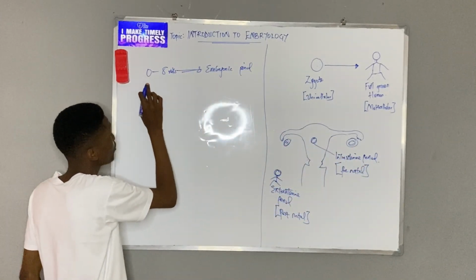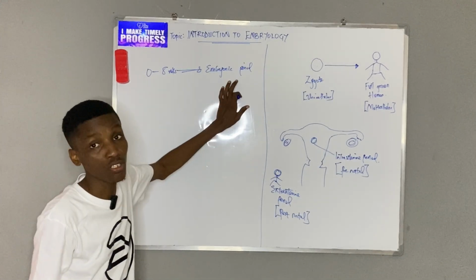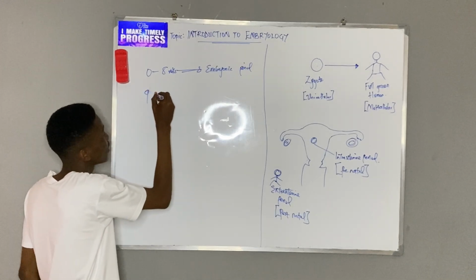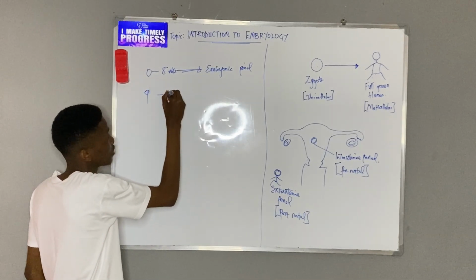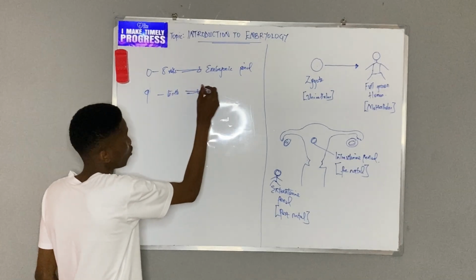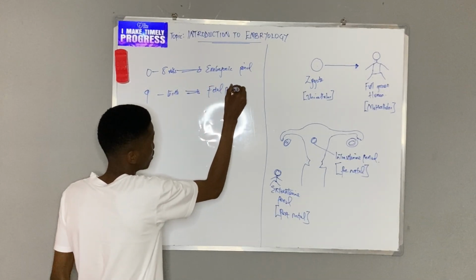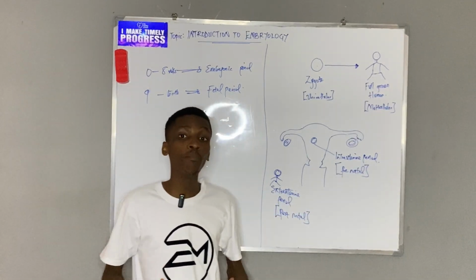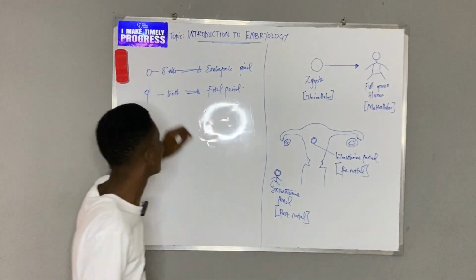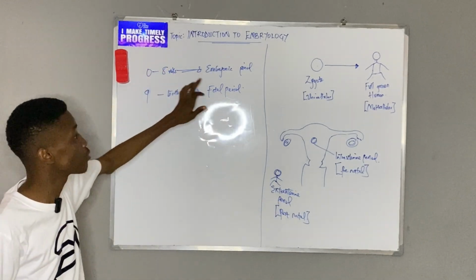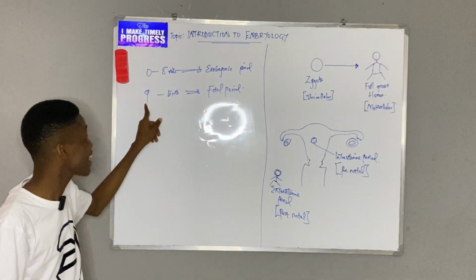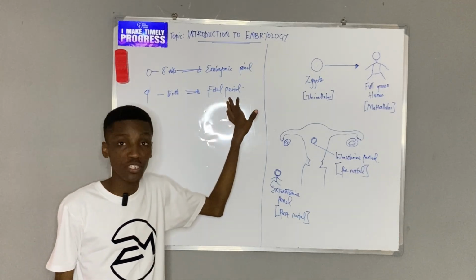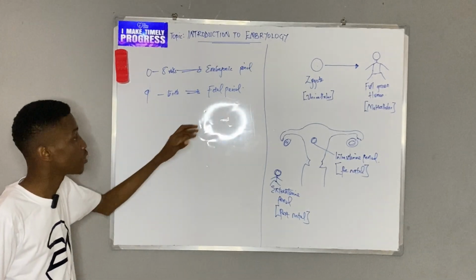So I call it intrauterine period, but the intrauterine period between 0 to 8 weeks is called embryonic period. And then after 8 weeks, so we can say from 9th week to full term, till birth, is called fetal period. So broadly, intrauterine period is divided into two. Between 0 to 8 weeks, we call it an embryo. And from 9th week up until birth, it is called a fetus. So it's called fetal period.